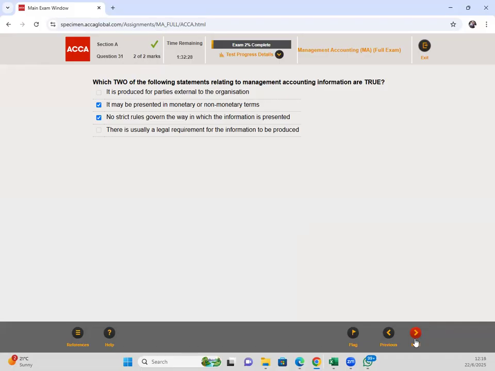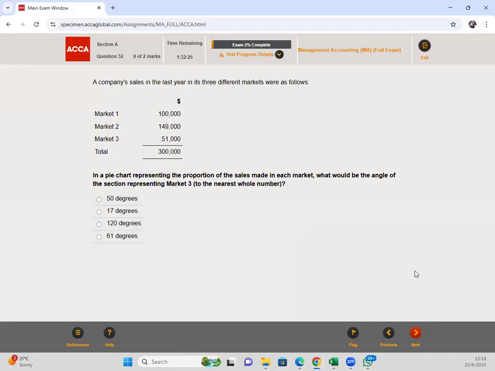Let's move on. A company's sales in the last year in its three different markets were as follows. So we're given the sales made for market one, market two, and market three, in a pie chart, which is a representation of data. In a pie chart representing the proportion of sales made in each market, what would be the angle of the section representing market three?